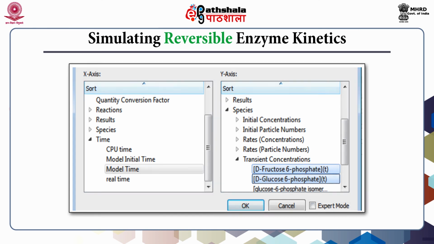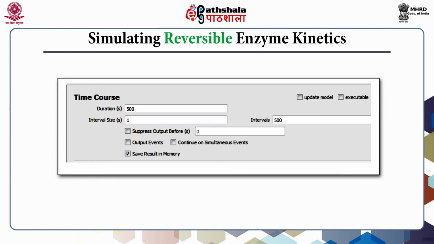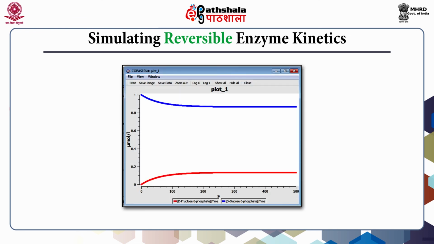Click OK. Now open the tasks node in the navigation tree panel and click time course. Set the time course parameter values as shown in the working space panel here in this slide and click the run button at the left bottom corner of the working panel. This will display the time course for the reversible equilibration between glucose 6-phosphate and fructose 6-phosphate as shown.